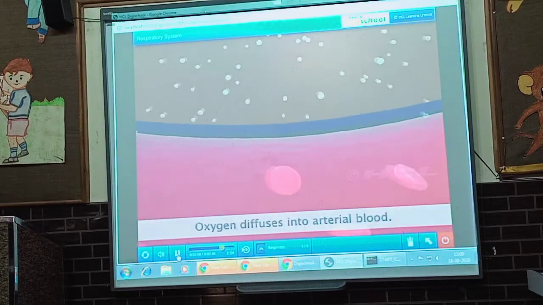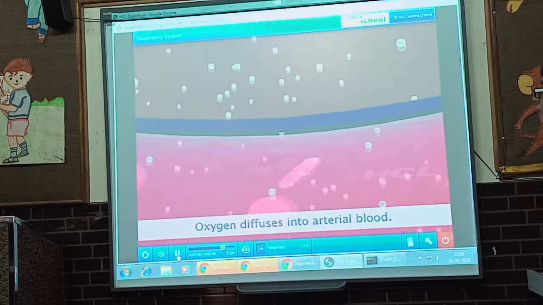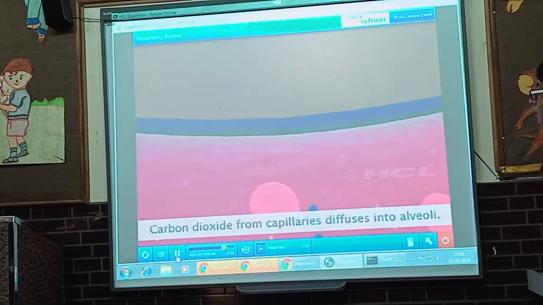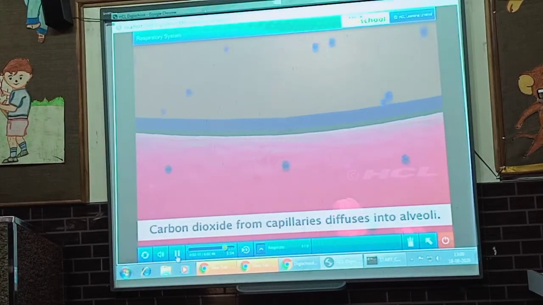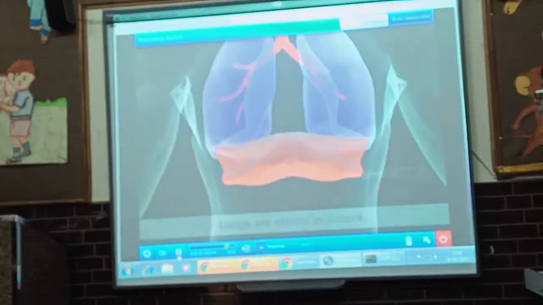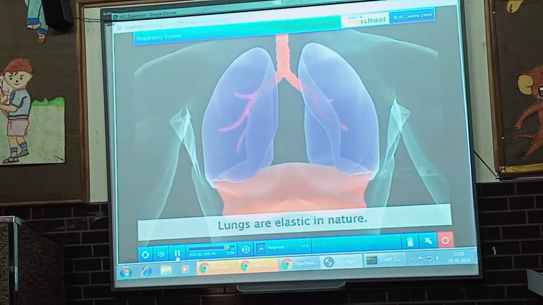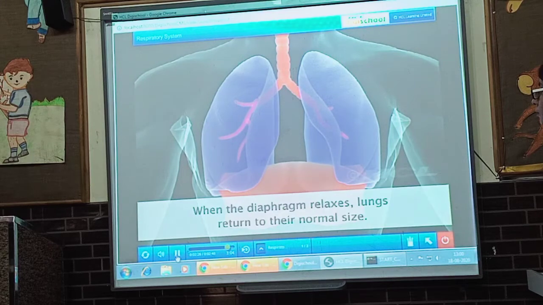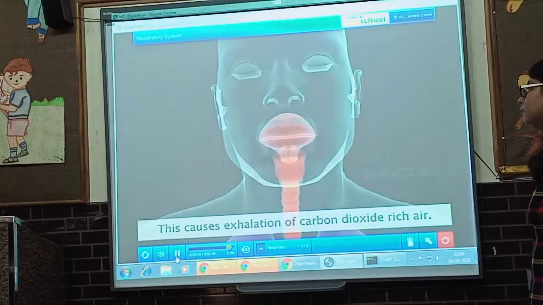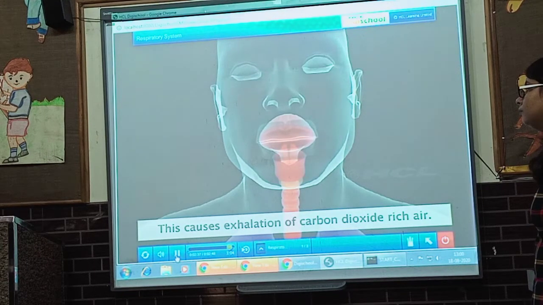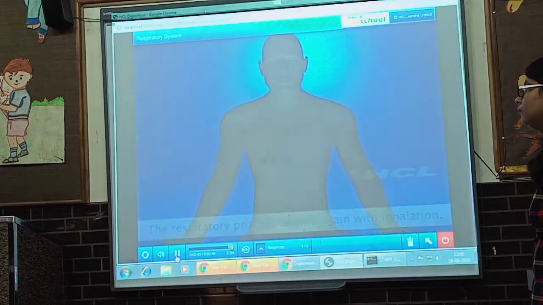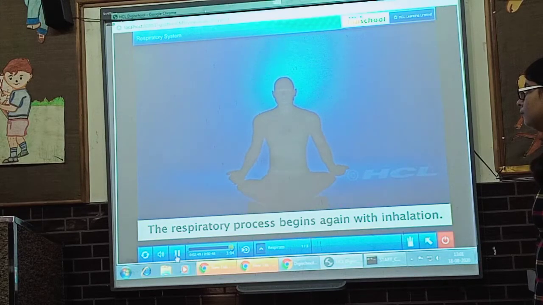Oxygen diffuses into arterial blood due to differences in partial pressures across the alveolar capillary membrane. At the same time, the carbon dioxide in the blood within the capillaries diffuses into the alveoli across the alveolar capillary membrane. The lungs have a natural elasticity. So when the diaphragm relaxes, they recoil from the stretch of inhalation. This causes the carbon dioxide-rich air within flows back out until the pressures in the chest and the atmosphere reach an equilibrium. This completes the cycle, and the process starts anew with the next inhalation.